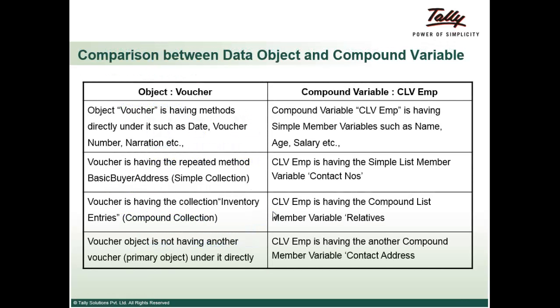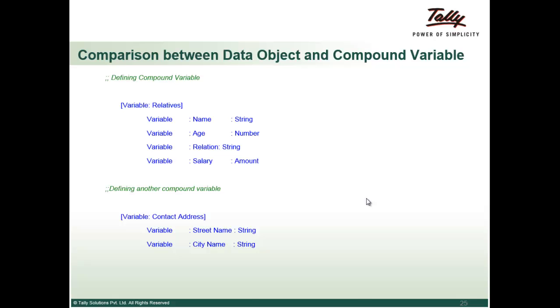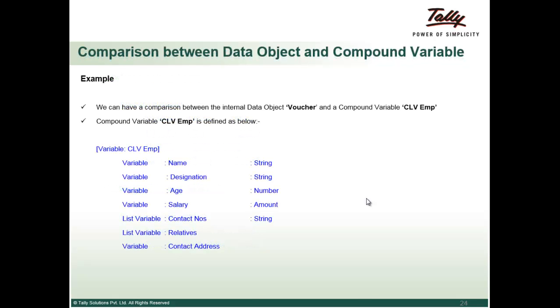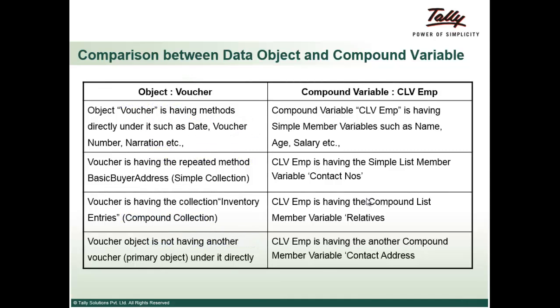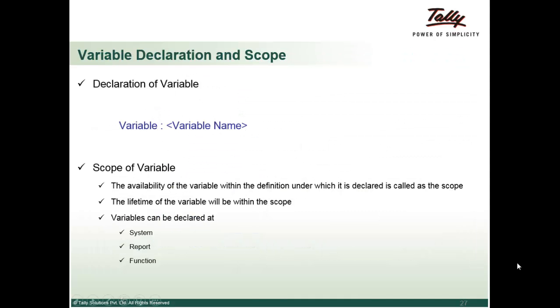And the next one, we say voucher object cannot have an object directly under it, but compound CLVM can have another compound variable under it. So this is the compound variable, that is the contact address, which is the compound variable under it. So this is just to draw comparison between data object and compound variable. So let's see the variable declaration and scope.